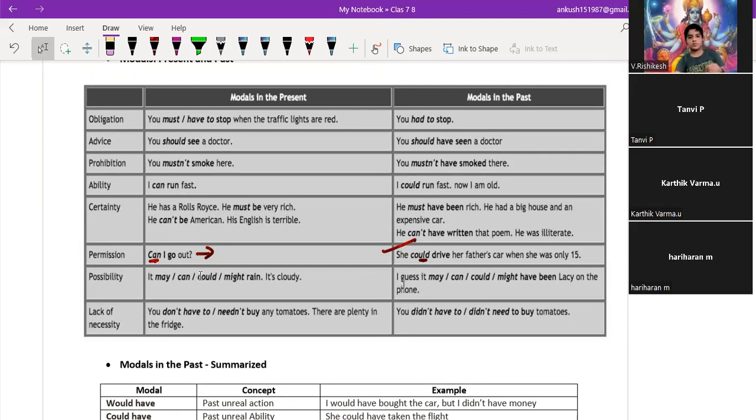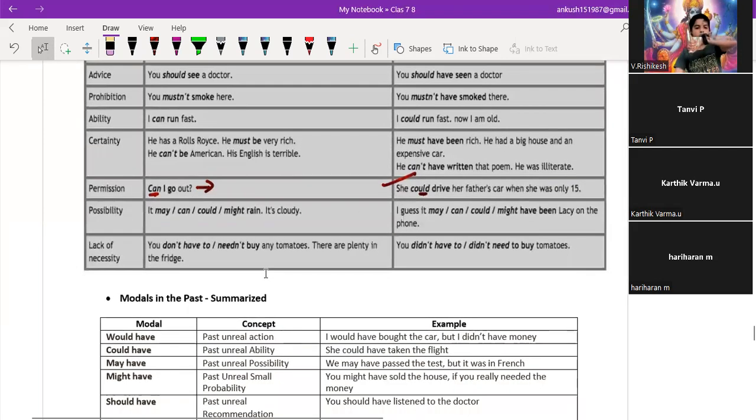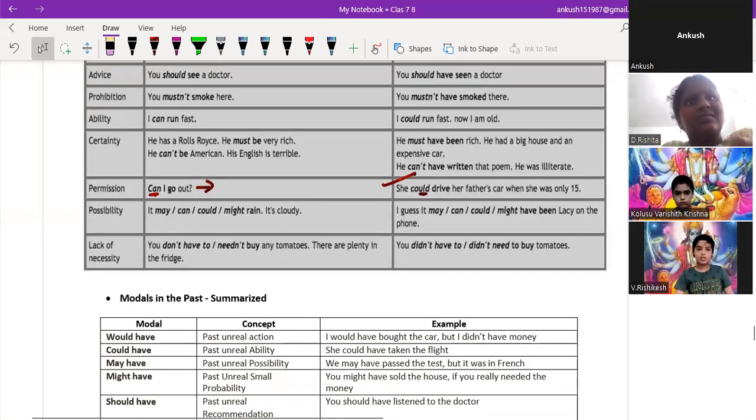Because it's been past, it could have permission, right? Could have. Possibility. It may or can or could or might rain. It's cloudy. I guess it may or can or could or might have been Lassie on the phone.